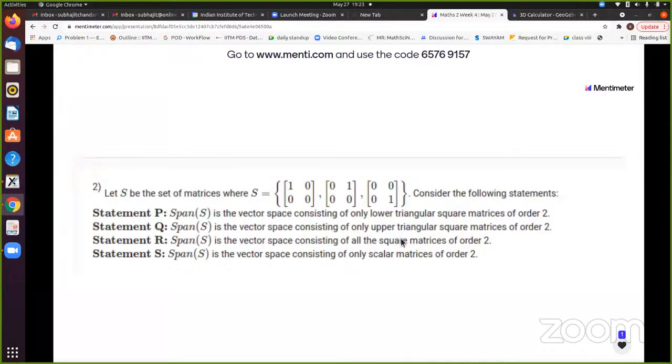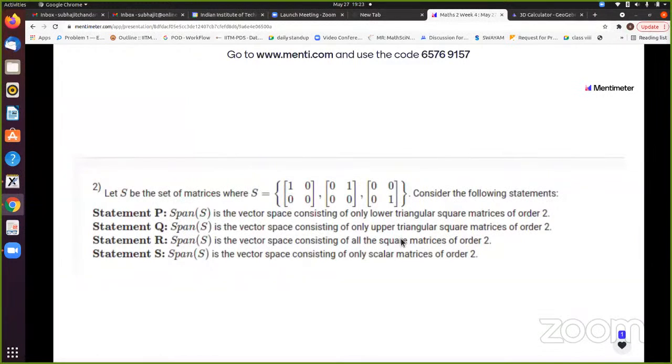What is a lower triangular matrix for 2 cross 2? Anyone? What is a lower triangular A2 matrix? One element, the A12 element, should be 0. Only one. The A21 element should not be 0. Other elements should be 0.